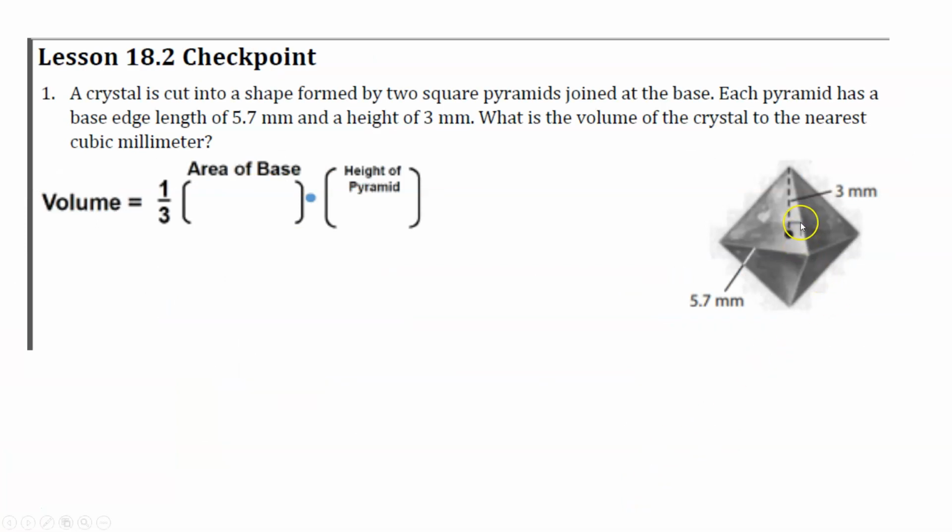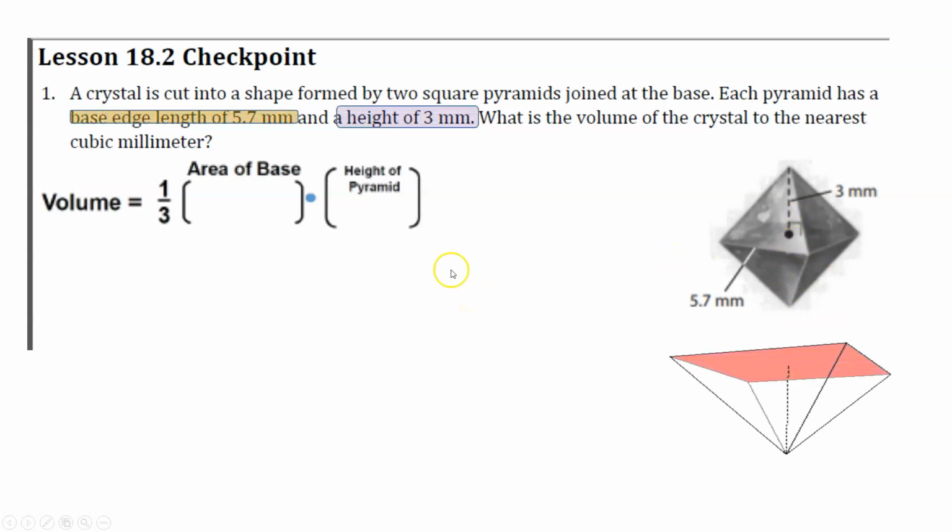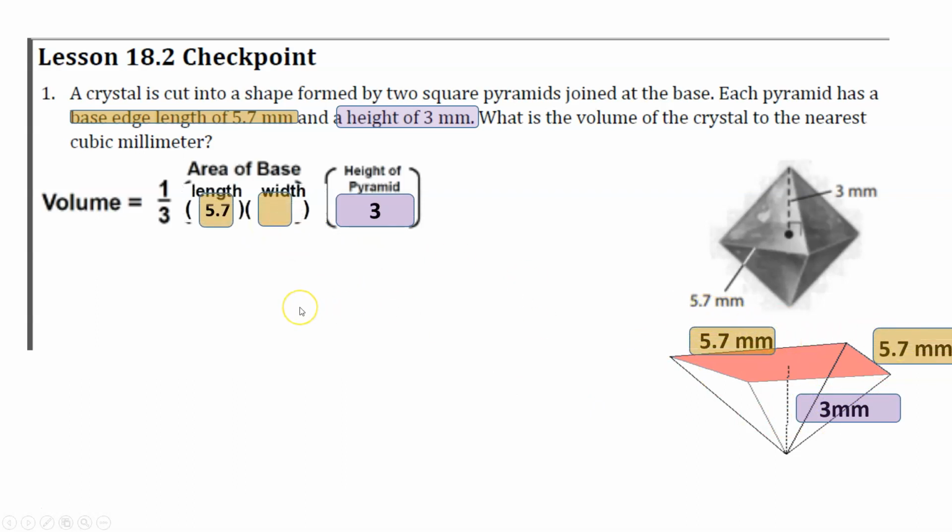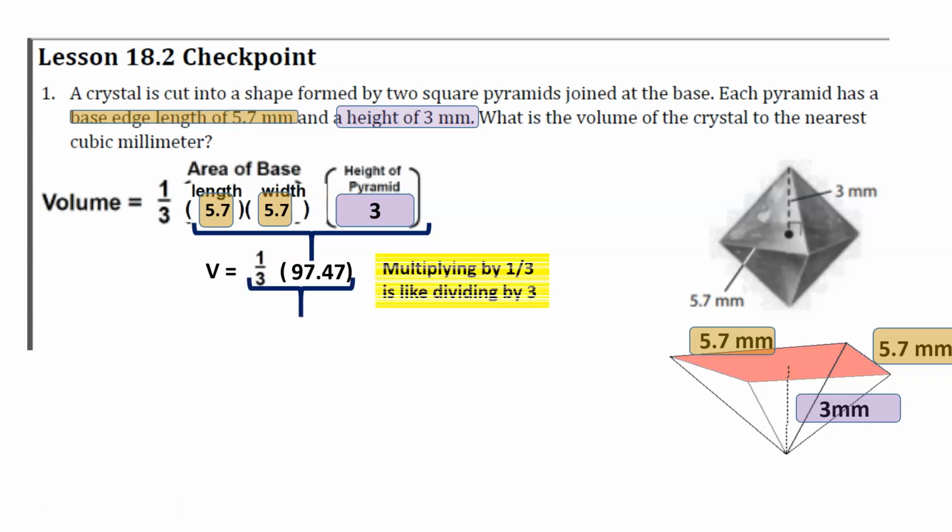So again, here we have two pyramids stuck together with a base edge of 5.7 and a height of 3 millimeters. So here's a picture to show you where everything is. So the height's going to be about 3 millimeters. The area of our base is going to be these two multiplied together. So take a moment right now and multiply that out. And unpause. Hopefully you multiplied that out and got this. And go ahead and now divide by 3. And unpause. Hopefully when you divided by 3 you got this.